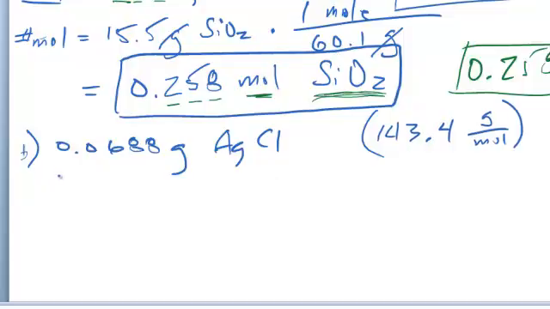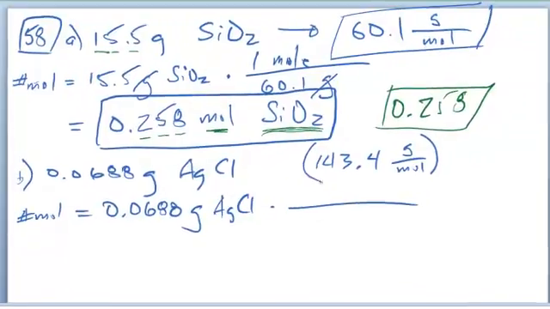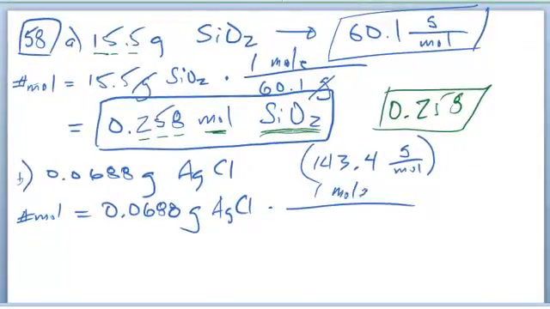Now, to convert this from grams to moles, we write down what we know, 0.0688 grams. And now we apply the conversion factor. Since we're going from grams to moles, we need to put moles on top and the molar mass on the bottom, 143.4 grams.